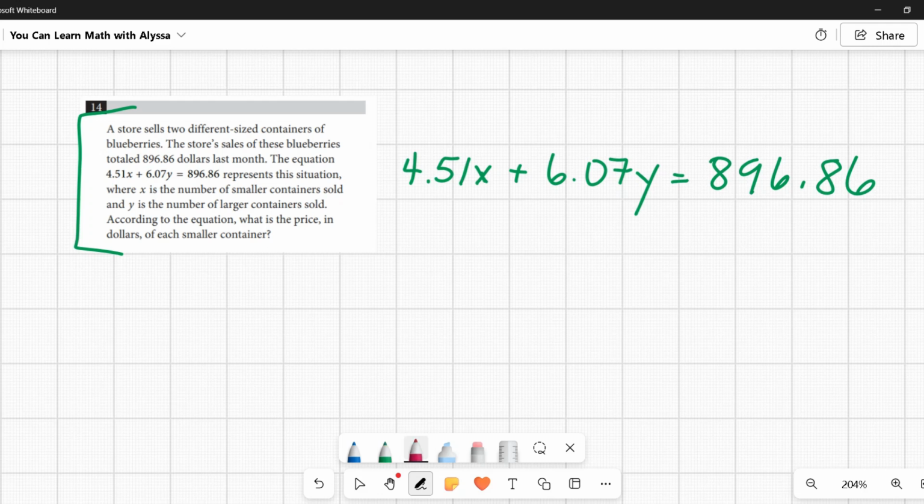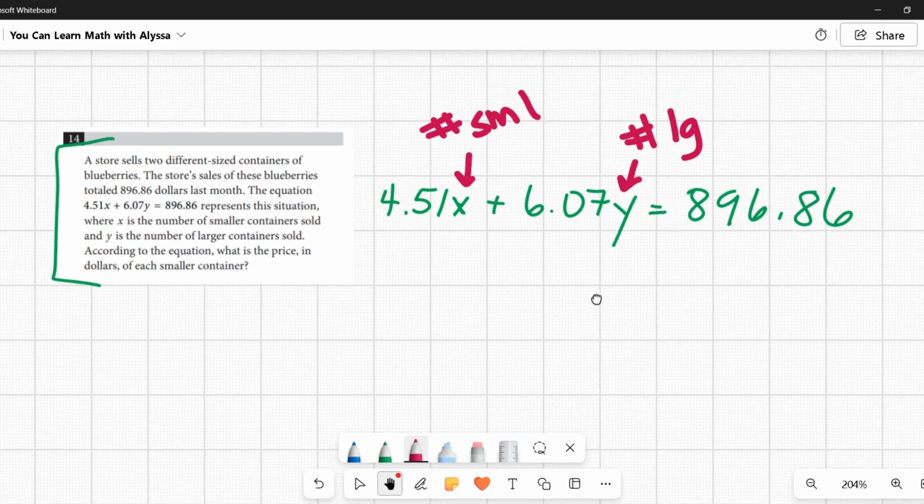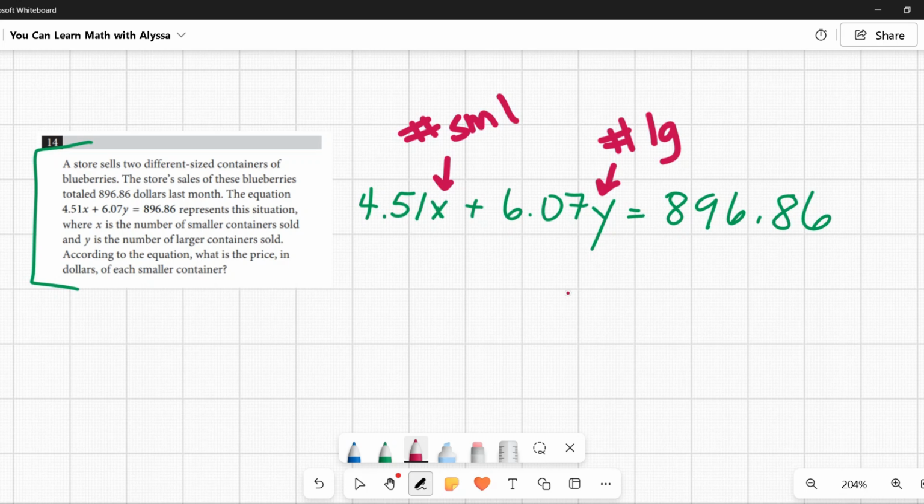Okay, so we're told X is the number of smaller containers sold, and Y is the number of larger containers sold. According to the equation, what is the price in dollars of each smaller container? So this is more just about us logically saying what's going on.